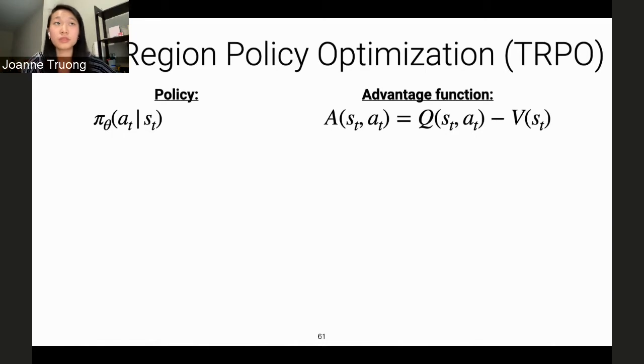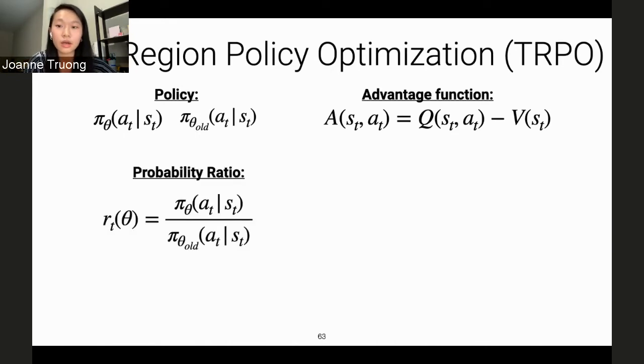So the setup is similar to before, where we have a certain policy pi theta and we have an advantage function. But this time we introduce pi theta old, which is the policy before it was updated. And so the goal of TRPO is to make sure that when we're updating our current policy pi theta, we don't deviate too far away from our old policy. So essentially, we don't want to update its weights too much to overfit to a certain action. And so to do this, they introduce a surrogate objective function.